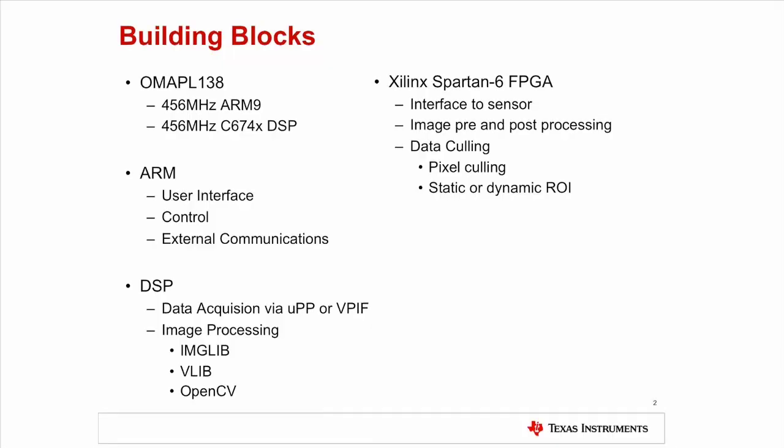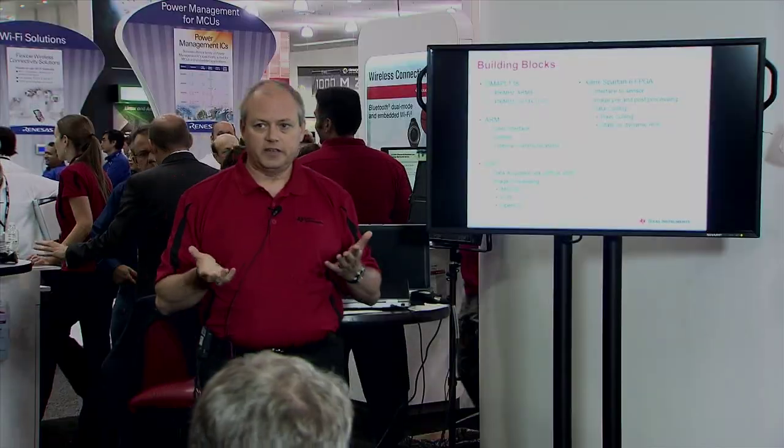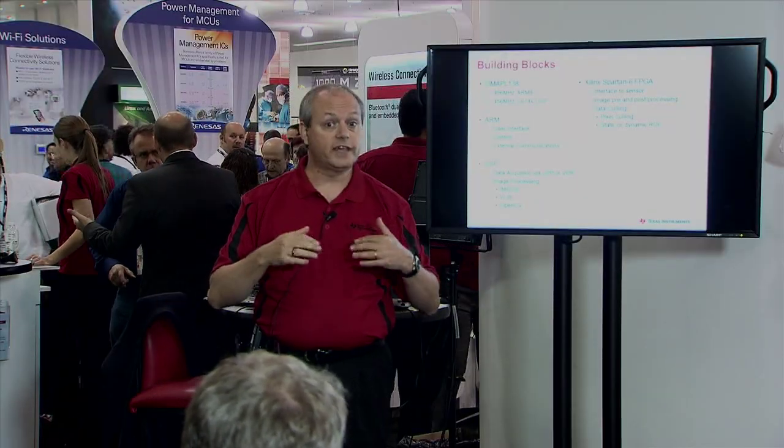In addition, we're going to be using the Xilinx Spartan 6 FPGA, and this is a cooperative effort. So in this system, we allow the FPGA to be doing some pre-processing on the data before it then passes the data across the UPP to the OMAPL138. The types of things that we can do with the FPGA are, first of all, we're interfacing directly to the sensor. In addition, we're doing image pre and post processing. We'll talk about that on the next slide a little bit. But one of the things that it does primarily is it culls down the data.